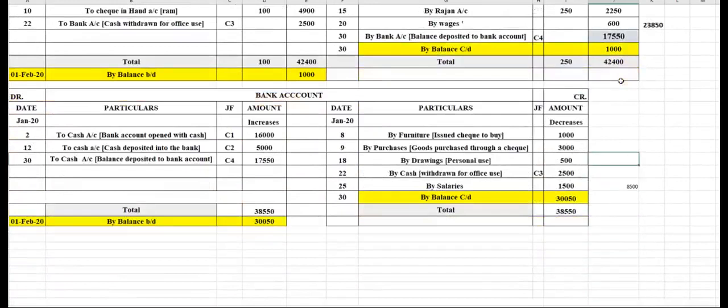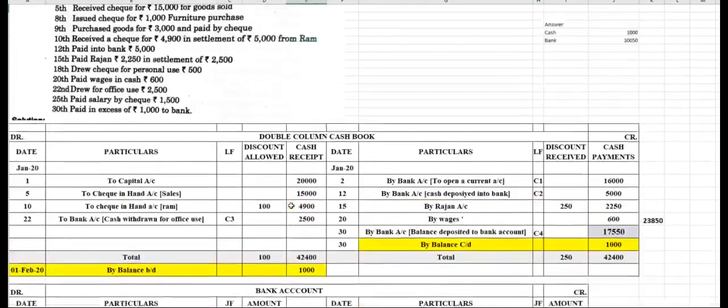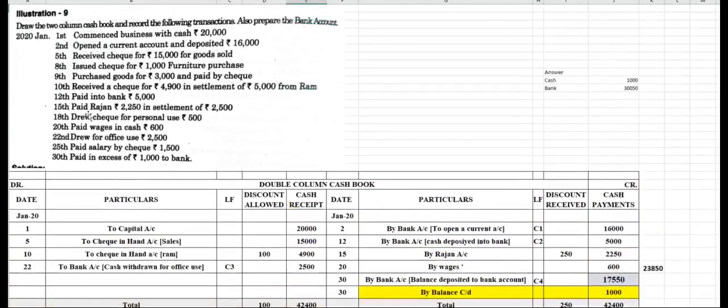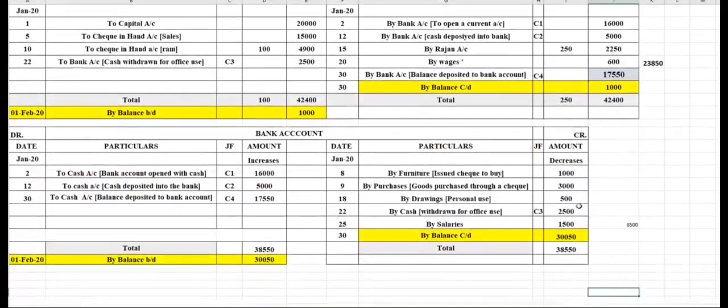One more thing, when we were recording the transactions, when I started the problem, we had missed this transaction, the furniture issued check, that on 8th, that we need to write it down. If your balance is not matching there, 1,000 rupees is exceeding, it is because on 8th issued check for rupees 1,000 furniture purchase, that I have added now. On 8th, furniture is purchased by issuing a check of rupees 1,000. Once you add that, your problem is solved here.